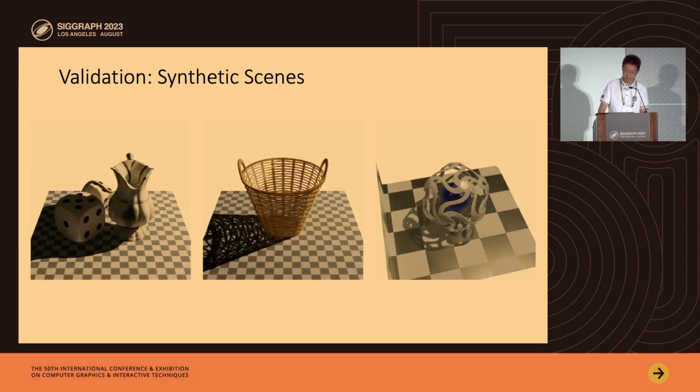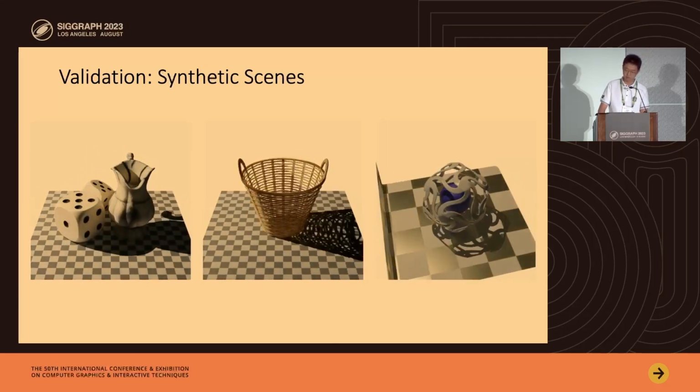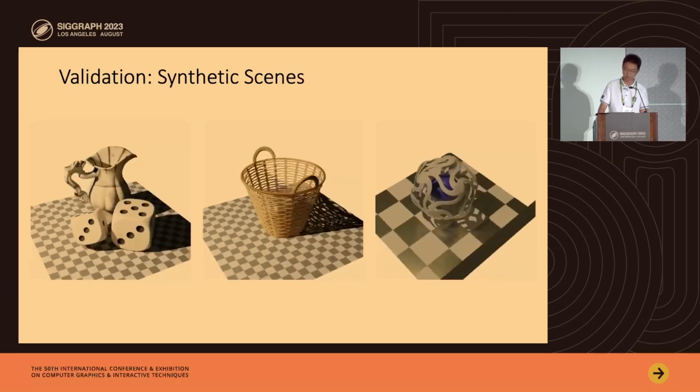Now let's look at some examples. In these 3 examples, you can see sharp shadows cast on the ground plane. Also note the accurate reconstruction of sharp highlights on the ball.